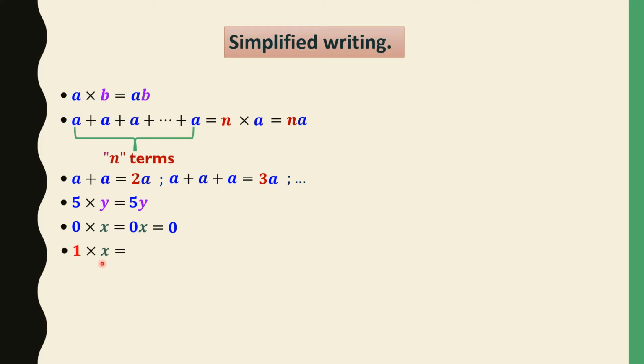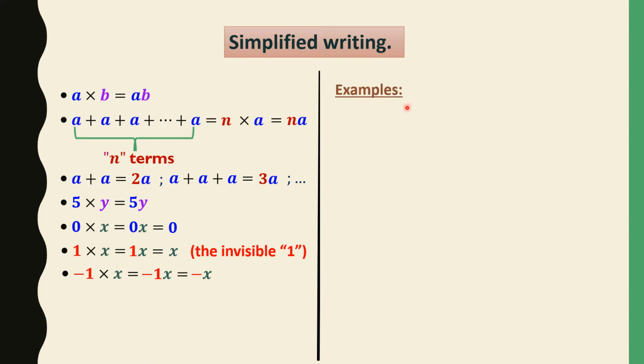1 times x is equal to 1x. And when we multiply 1 by any number or any variable, it's equal to the variable x. So here x has an invisible 1. 1 is the coefficient of x. So here be careful. Negative 1 times x. Here the coefficient is negative 1 of the variable x. We can write it negative 1x or negative x. We can remove the coefficient in case it's 1.